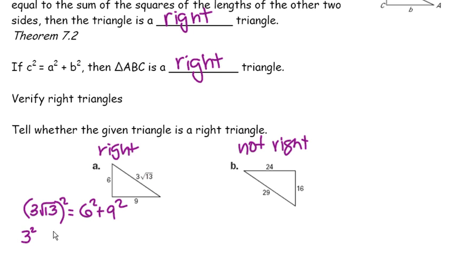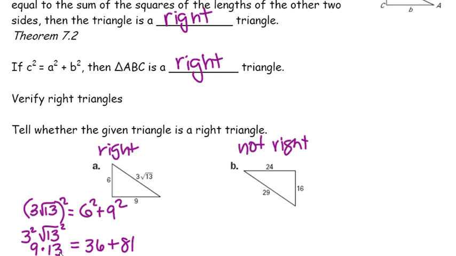Well, you're basically going to distribute the square. So 3 squared times the square root of 13 squared. 3 squared is 9. The square root and the square are opposite operations, so they undo each other. So we basically get 9 times 13. And it's going to equal, let me see, 6 squared is 36, and 9 squared is 81.